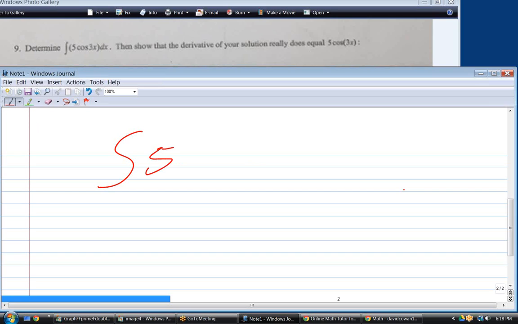Now, in this problem, the very first thing I can do is remove the 5. You can always take constants outside the integral. You just can't take variables. Okay, so now what's the integral of cosine 3x?